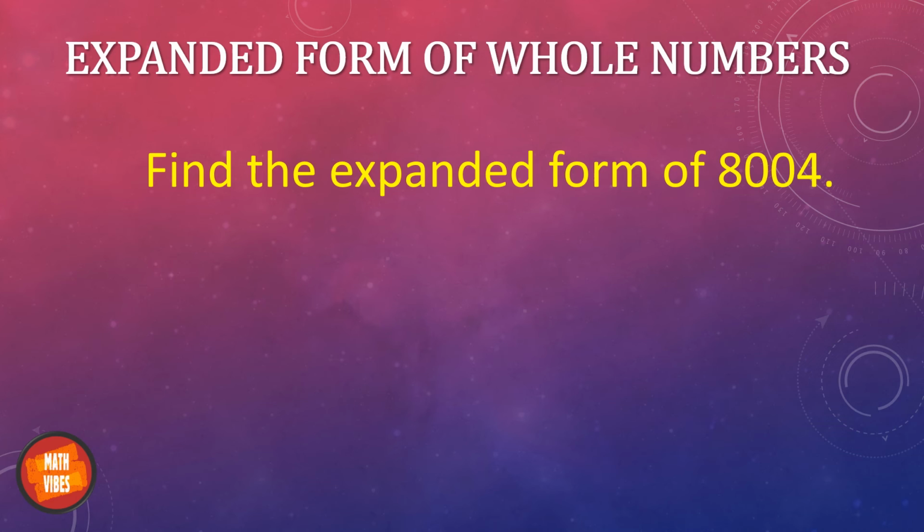Now you have to find the expanded form of 8004. I have taken now numbers that have zeros to explain something which students often get confused about. Okay, so by the first method, if you see, it should be after 8. How many digits? 3. So it should be 8000 plus 0 plus 0 plus 4.